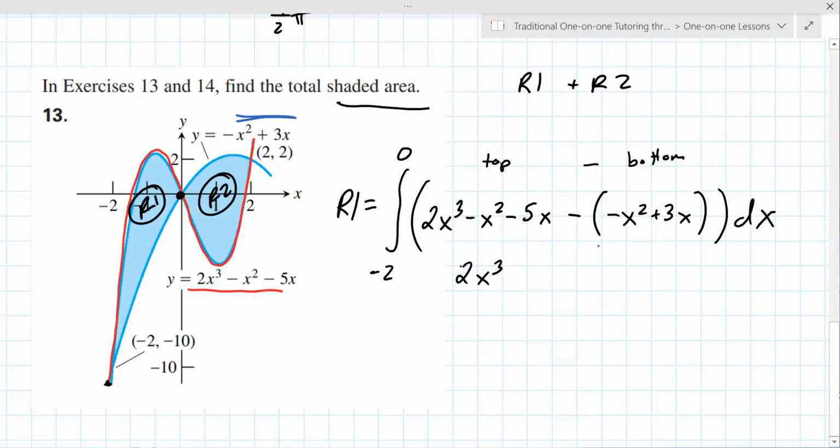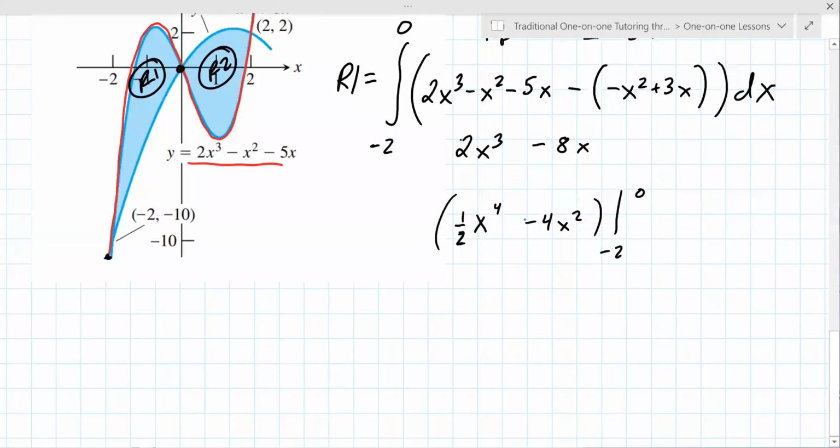So 2x cubed minus x squared plus x squared, that's going to cancel. Minus 5x minus 3x is minus 8x. And so now you're going to find the antiderivative. So it's x to the 4th, but then this is going to be a 1/2, minus 4x squared. And you're evaluating that from -2 to 0. The nice part is that the 0 endpoint doesn't amount to anything. So it's 0 minus 0 minus, and then this is where you put the -2 in.